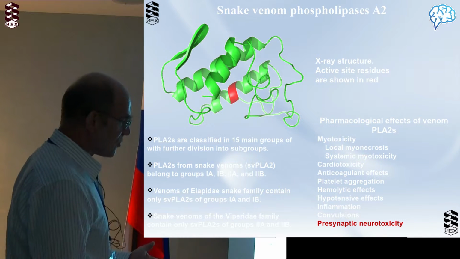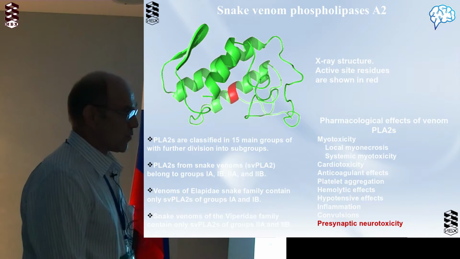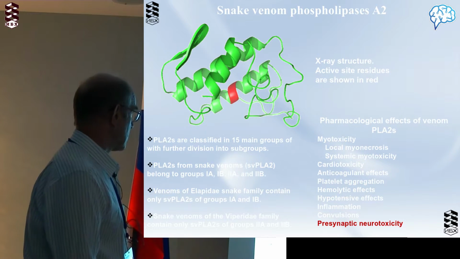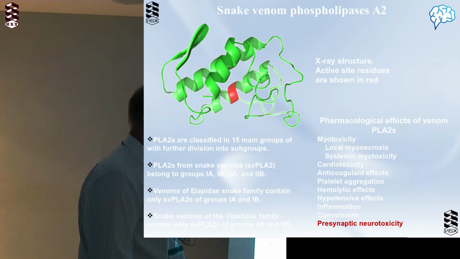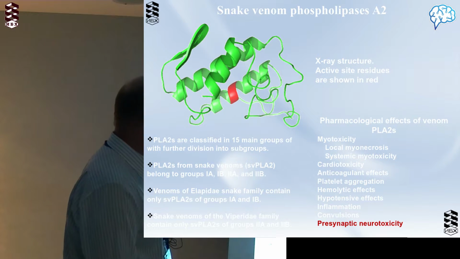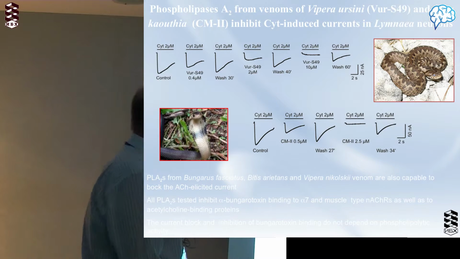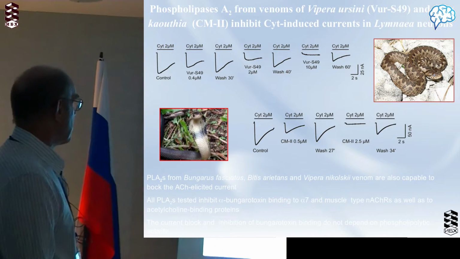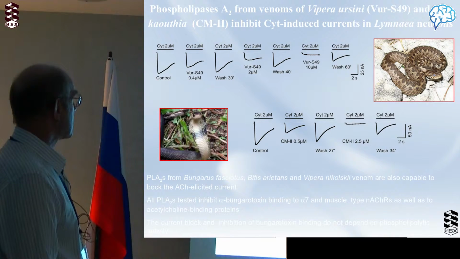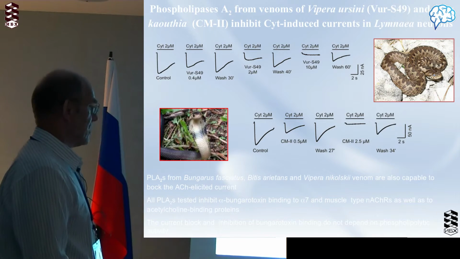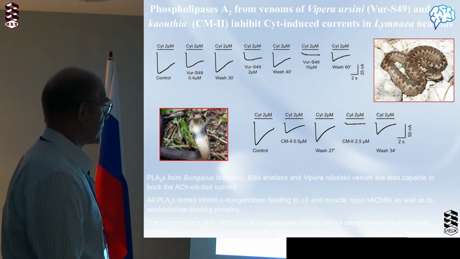Probably it's not possible to find some toxic effect which is not represented by this toxin, and among others they possess neurotoxicity, and it is still not clear what the mechanism of this neurotoxicity is. We have tried to understand this and have found that phospholipase A2 from different venoms, including vipers, cobras and crabs, all inhibited nicotinic acetylcholine receptor.